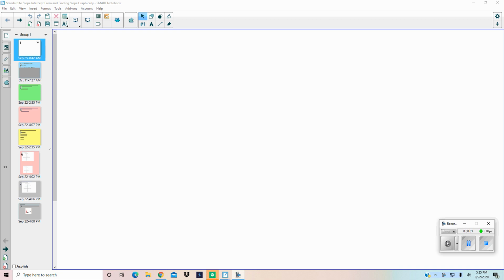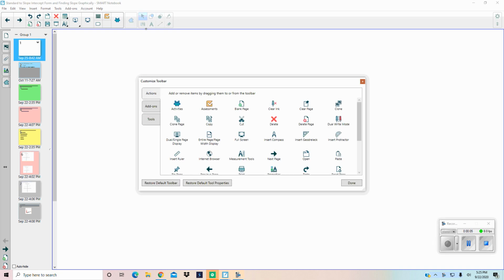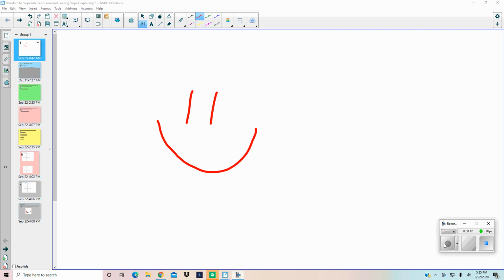Folks, we're going to start using slope to graph. Oh, what is going on? Okay, I just had to check my marker thing. We're going to be using slope to graph lines.